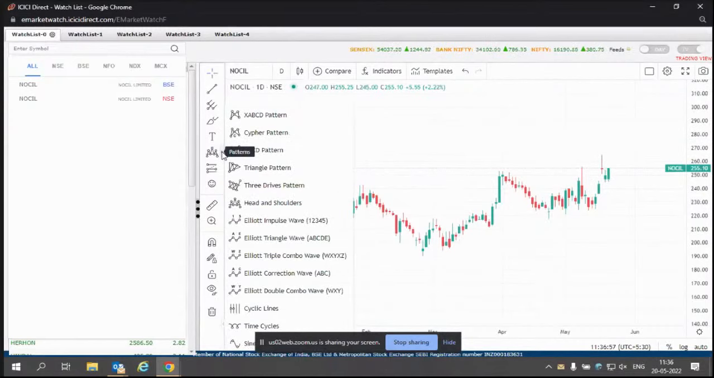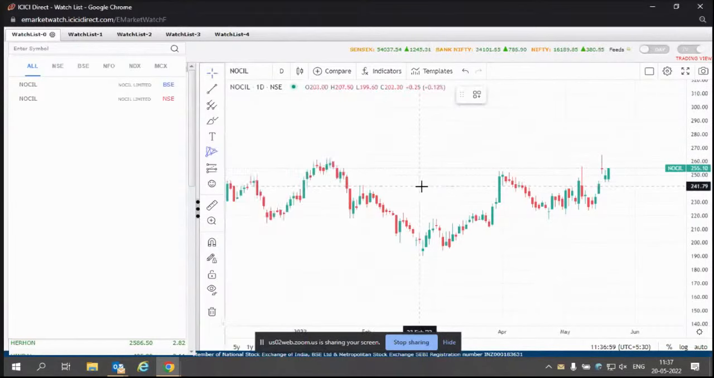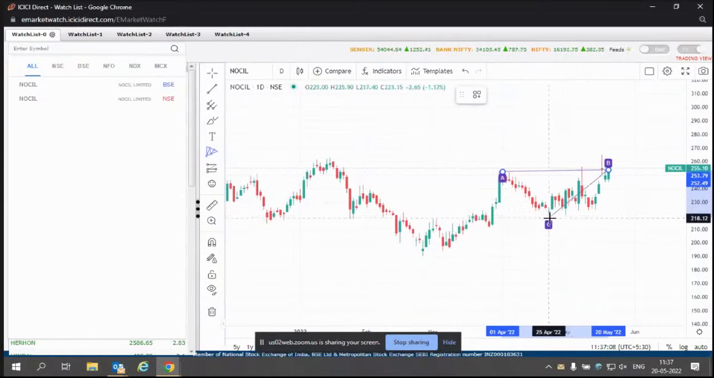Apart from that, you can also look for the triangle pattern, like whenever a stock has a breakout from the triangle. Whenever such stocks witness a triangle breakout, these are the patterns one can look for on the daily time frame.